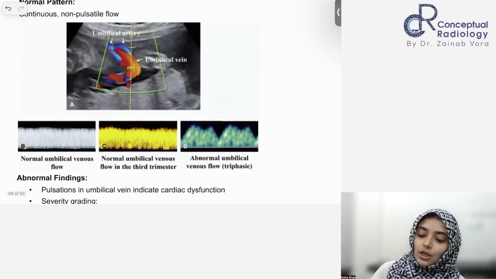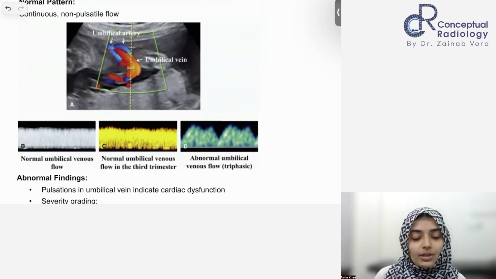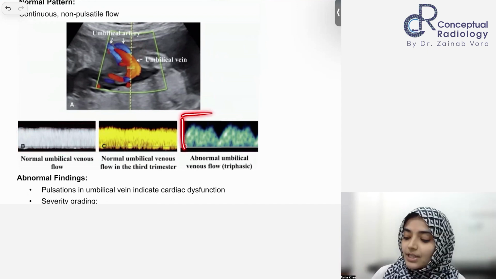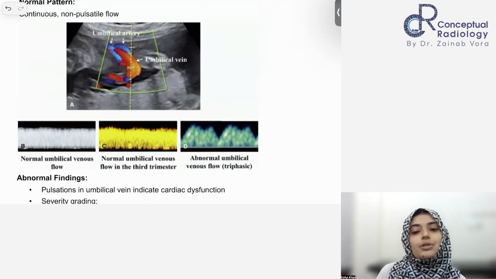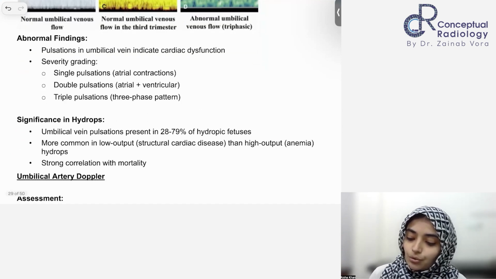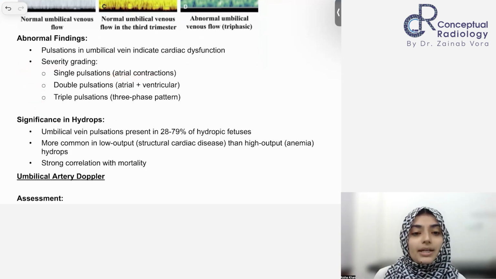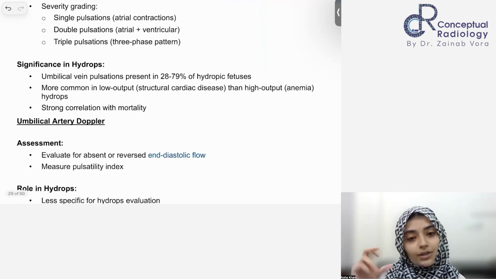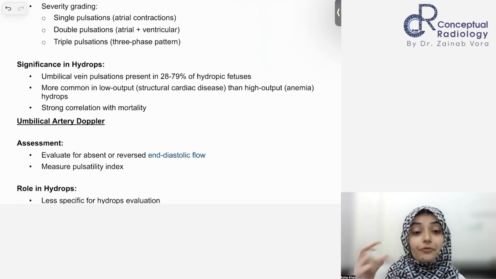So we all know that we can look at a free loop of cord and interrogate the umbilical vein. Normally, this is how the waveform appears. But if there is cardiac decompensation, because of back pressure, these cardiac pulsations will be reflected in the umbilical vein also. So the severity is, if there's just a single pulsation, it's atrial contraction. Now, as you go to an advanced stage of cardiac decompensation, from single to double to triphasic waveform will be seen.